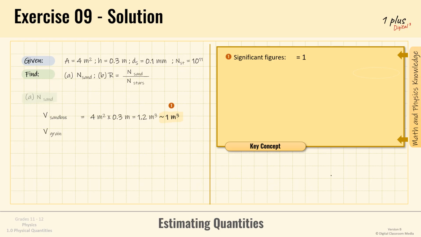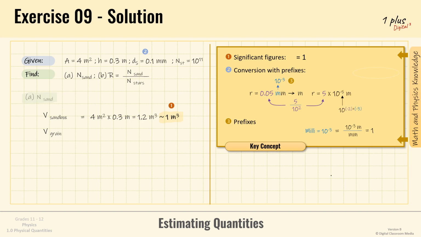Step 2. Now we look at a single grain of sand. A grain of sand is approximately spherical. The diameter is 0.1 millimeters. The radius is half of that, so 0.05 millimeters. Now we convert this into meters. Milli is a prefix and corresponds to 10 to the power of minus 3, so we replace the prefix milli with this value. 0.05 is 5 hundredths. That means 5 times 10 to the power of minus 2. We combine the exponents and obtain the radius, 5 times 10 to the power of minus 5 meters.